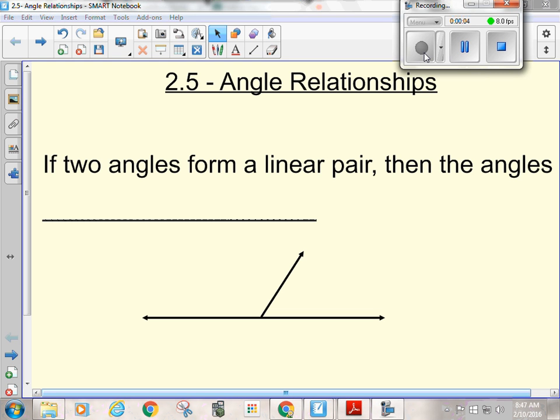Today we're going to jump up to section 2.5 and we're going to talk about angle relationships. We've already talked about linear pairs. And when you have two angles that form a linear pair, then the angles add up to 180 degrees.